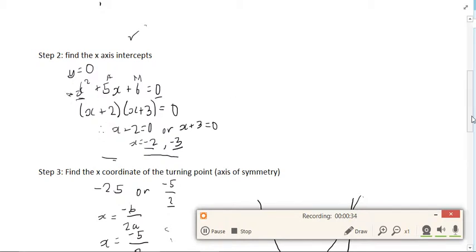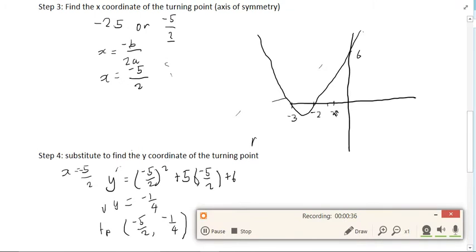Okay, and you just add in the turning point, which is -5 on 2. You'd write that in, -1/4. Alright, so that's the steps you go through.